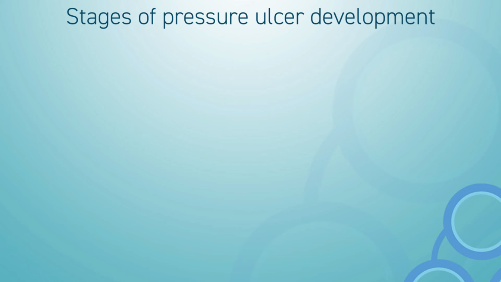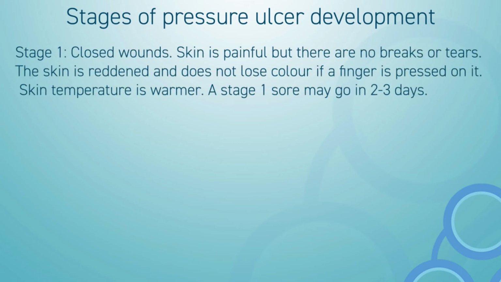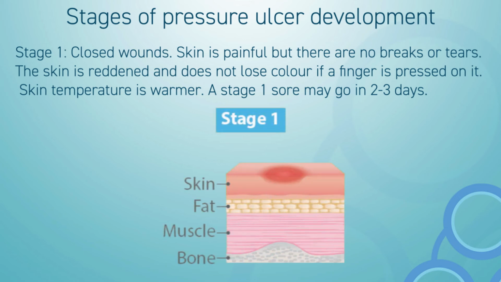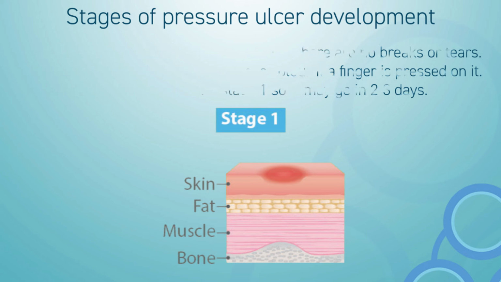Stages of pressure ulcer development. There are 4 main stages to the development of pressure ulcers. Stage 1. Closed wounds. Skin is painful, but there are no breaks or tears. The skin is reddened and does not lose colour if a finger is pressed on it. The skin temperature is warmer and a stage 1 sore may go in 2 to 3 days.